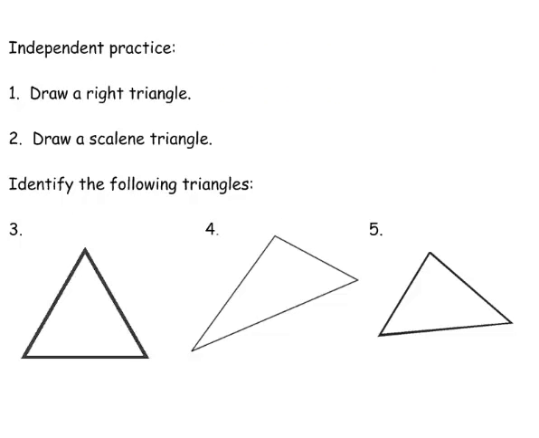So here's your independent practice. For number 1, I would like you to draw a right triangle. Number 2, draw a scalene triangle. And for number 3, 4, and 5, I would like you to identify the triangles both by the length of their sides and by how their angles are measured. Are they acute, are they right, or are they obtuse? So you should have 2 names for numbers 3, 4, and 5. Bring these back to class, and we'll discuss them there.